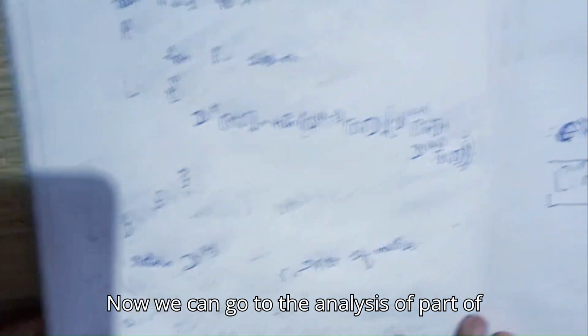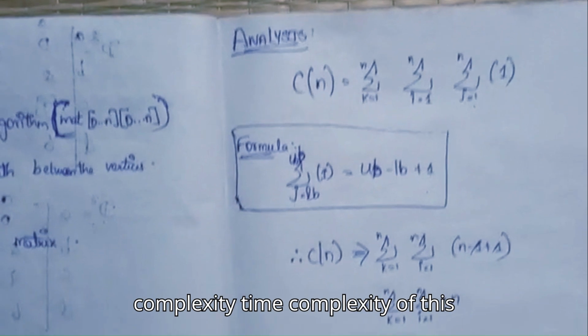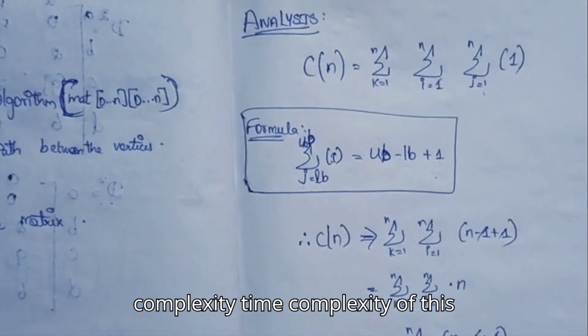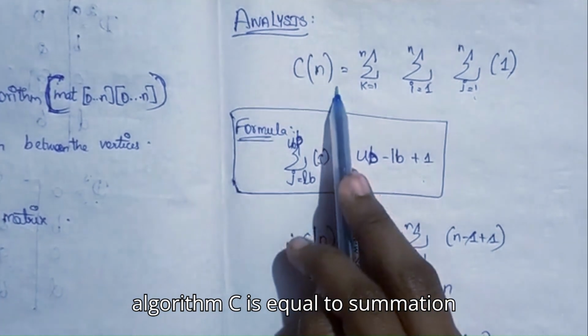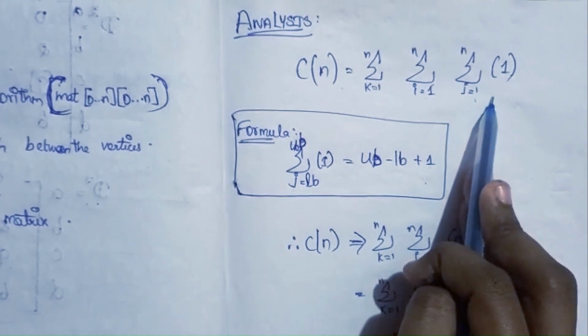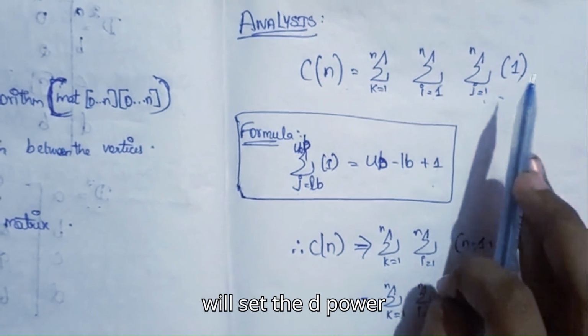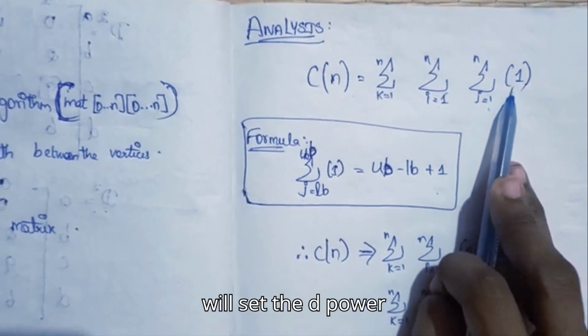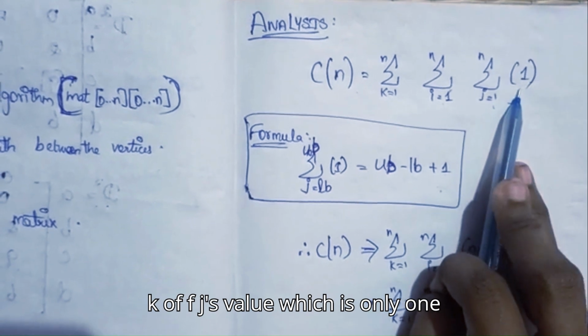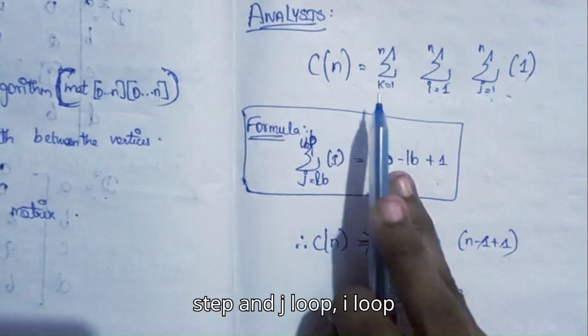Now we can go to the analysis part of our algorithm. It will find the time complexity of this algorithm. C of n is equal to the summation over the for loops. The for loop will have only one statement. It will set the d power k of i of j's value, which is only one step, and there are the j loop, i loop, and k loop.